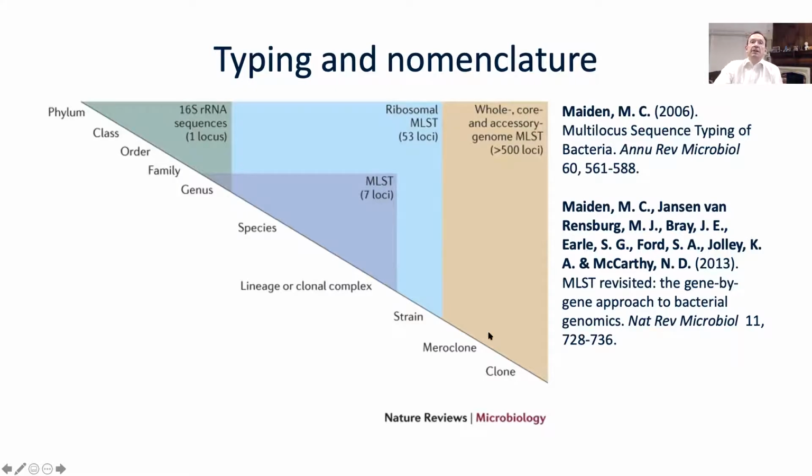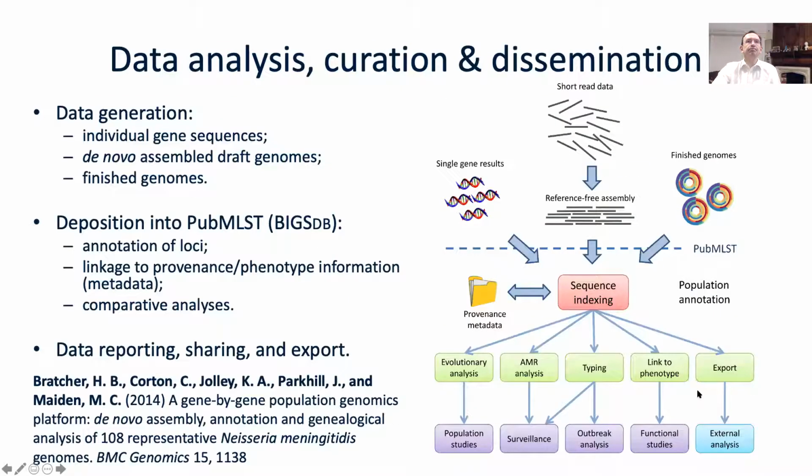However, for ultimate resolution, if you're interested in an outbreak or very fine differences, you have to look at many more loci, and maybe up to the whole genome or core genome of all those genes present in the vast majority of isolates, and that's possible too. All of this can be realized within the PubMLST platform with appropriate nomenclatures.